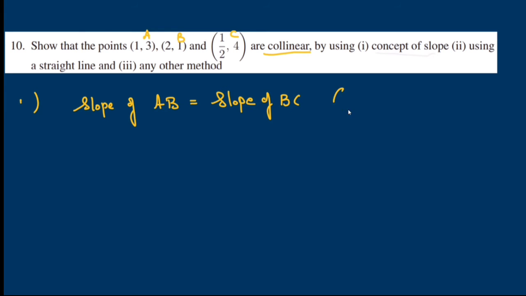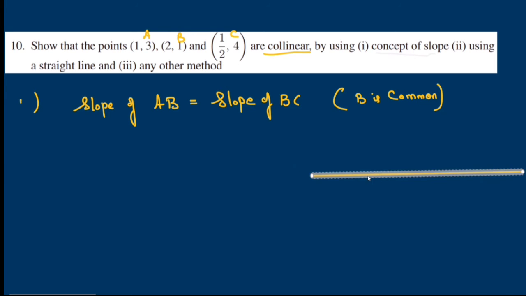You should have BC, B is common. Okay, one point should be common. Points are collinear. Suppose you take the points A, B, C. The slope of AB, the inclination of AB and the inclination of BC will be same, isn't it? So how do you find the slope? What is the formula to find the slope? The formula to find the slope is this.